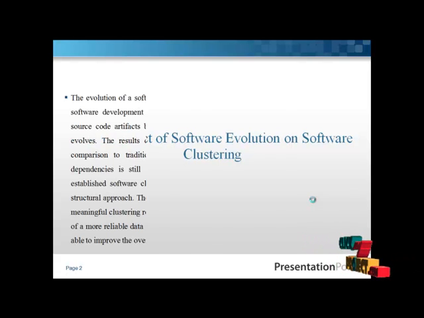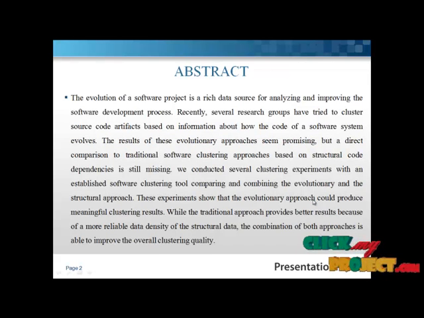Let's have a look at our abstract. The evolution of a software project is a rich data source for analyzing and improving the software development process. Recently, several research groups have tried to cluster source code artifacts based on information about how the code of a software system evolves. The results of this evolutionary approach seem promising, but a direct comparison to the traditional software clustering approach based on structural code differences is still missing.